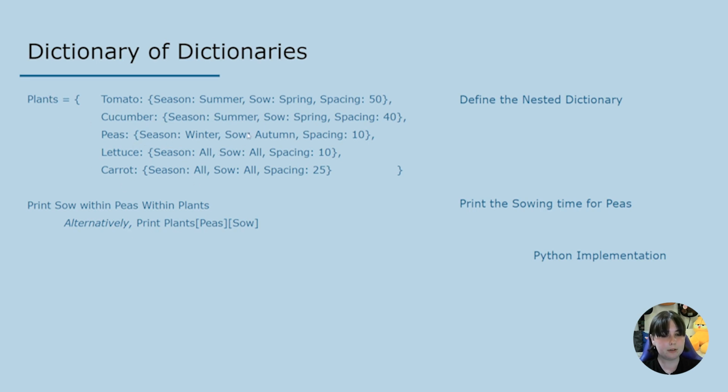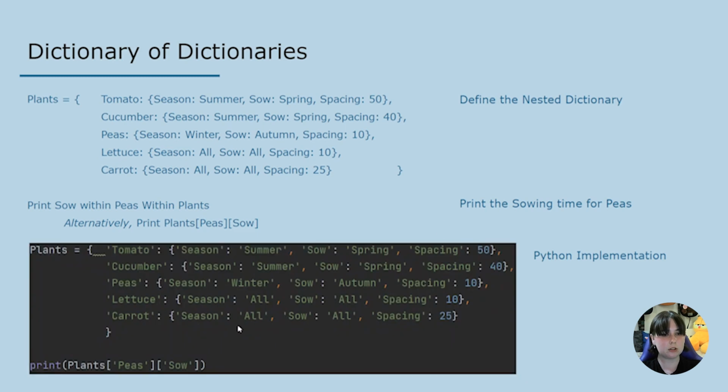And Python, again, very similar implementation. We're just using quotes, again, around all of the values that aren't numbers. And we're going print, plants, peas, sow, very similar to that second grammar there, that second option for pseudocode. It's really up to you how you do pseudocode. So many different possibilities, and there's not many rules, which makes it really fantastic.